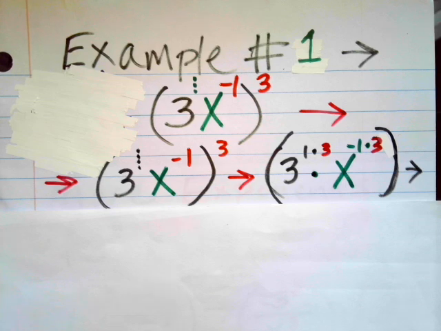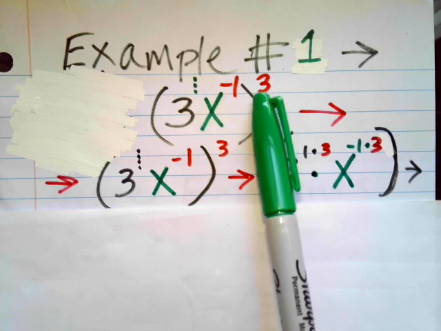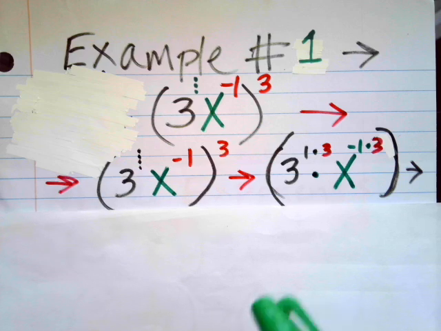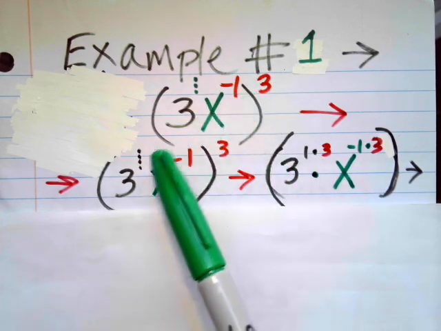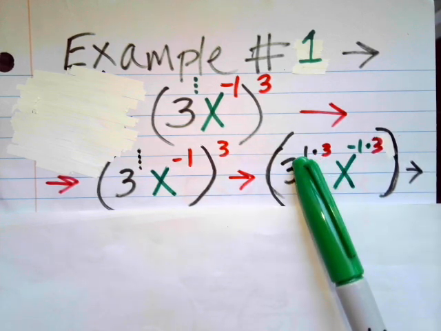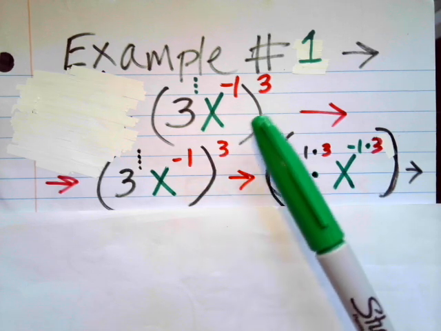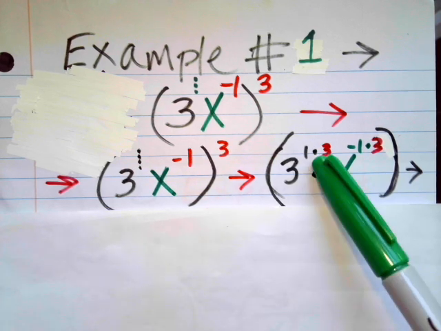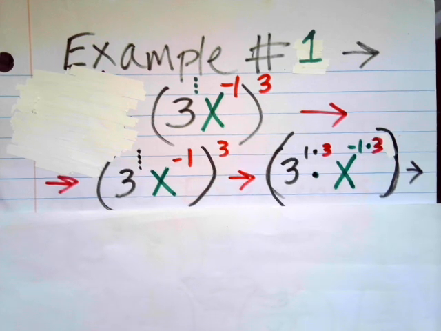So I show you that here. And remember, 3x to the negative 1 to the third power means this term times itself 3 times. But here, I'm going to move a little bit quicker. I'm going to multiply that 3 times both of these exponents, and that's what I'm showing you in this next step. Invisible 1 times 3, and negative 1 times 3. 1 times 3 is 3. Negative 1 times 3 is negative 3.